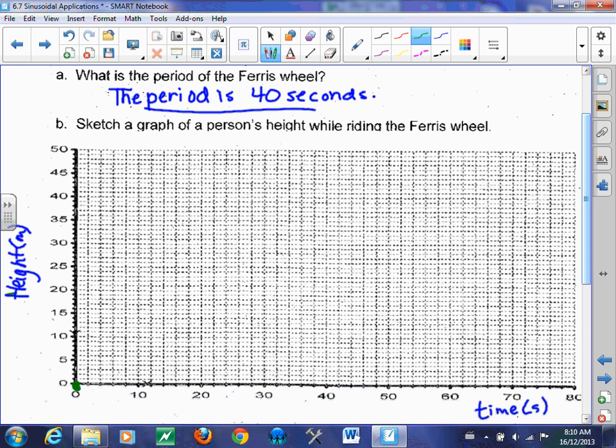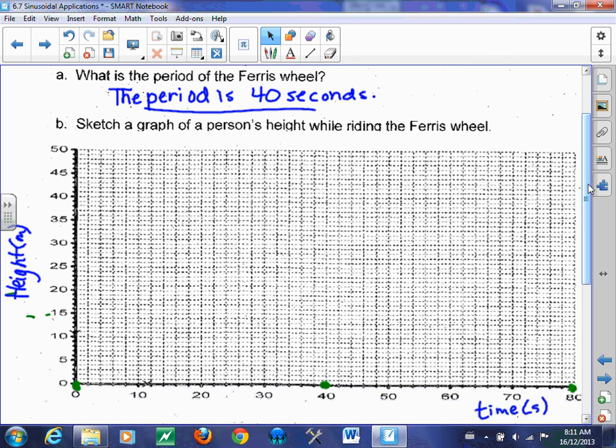We know that the period takes 40 seconds, so at 40 seconds we're also going to be back down at the starting position. And if we take another 40 seconds, we're going to be back down there. And that is our absolute minimum height. If we know that the radius is 15, and we start at 0, that means our axis has to be at 15.